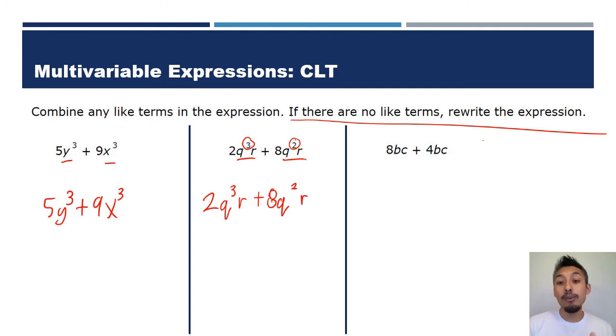And you might already know what the answer for number 3 is, but let's go ahead and do it together anyway. We have 8bc plus 4bc. They both have b and c. They have no visible exponents on top, so that means that these are like terms. You can combine these. So when we combine them, similar to before, we just combine the coefficients, the 8 and the 4. So 8 plus 4 is 12, and then b, c, we just attach to the end. 12bc is your final answer here.